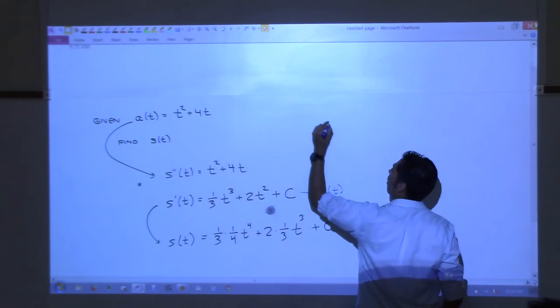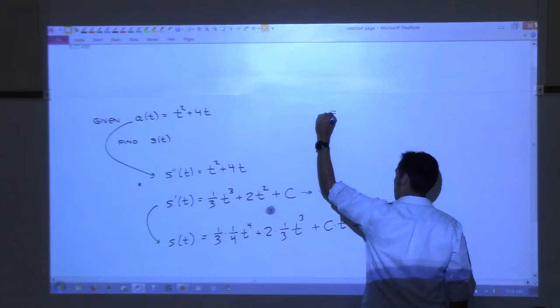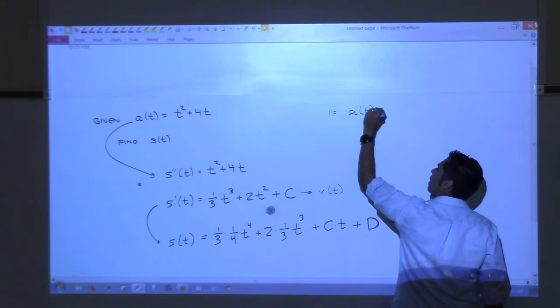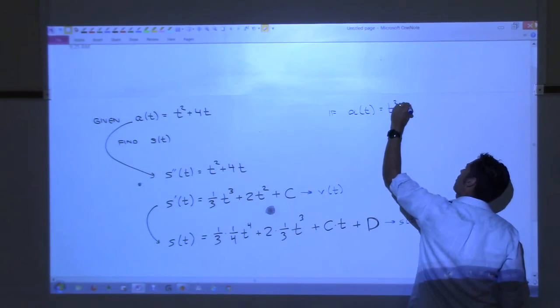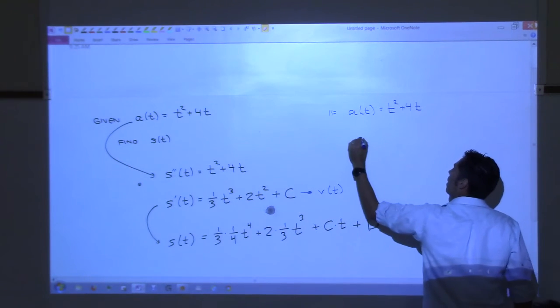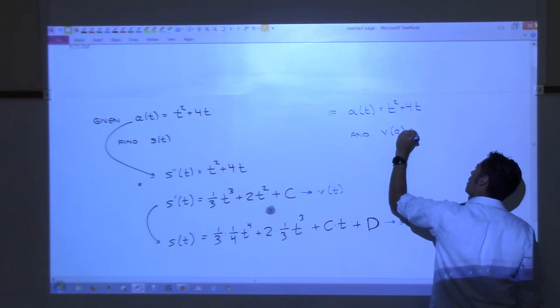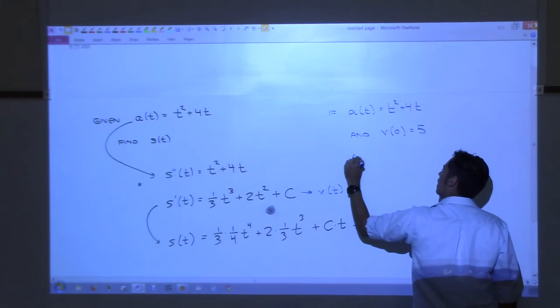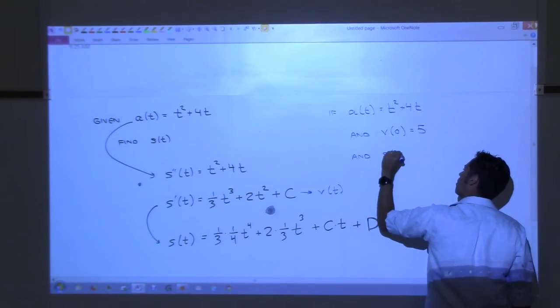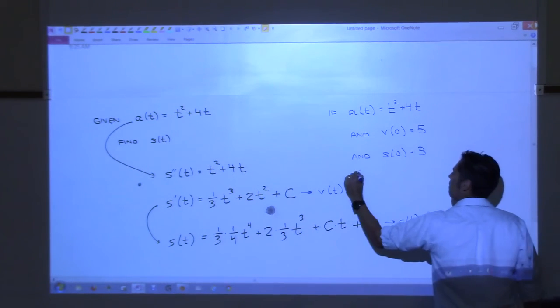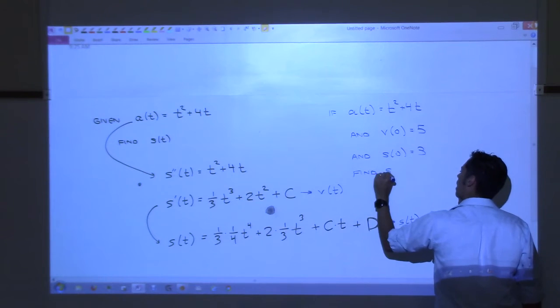So I'll say it's a new problem. If a of t equals t squared plus 4t, and v of 0 is 5, and s of 0 is 3, find s of t.